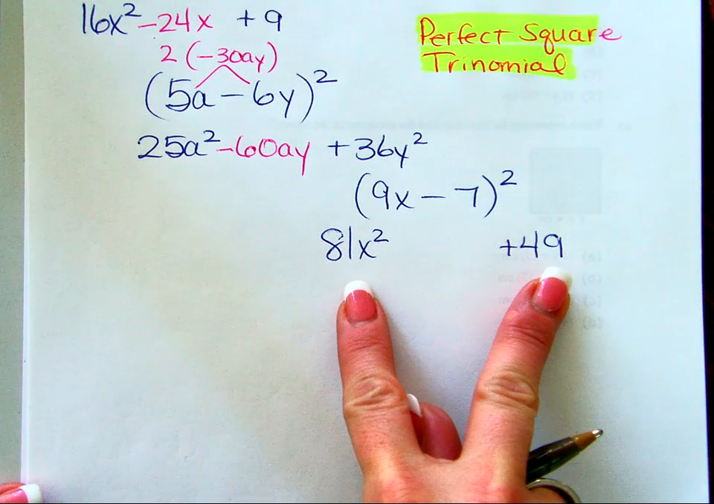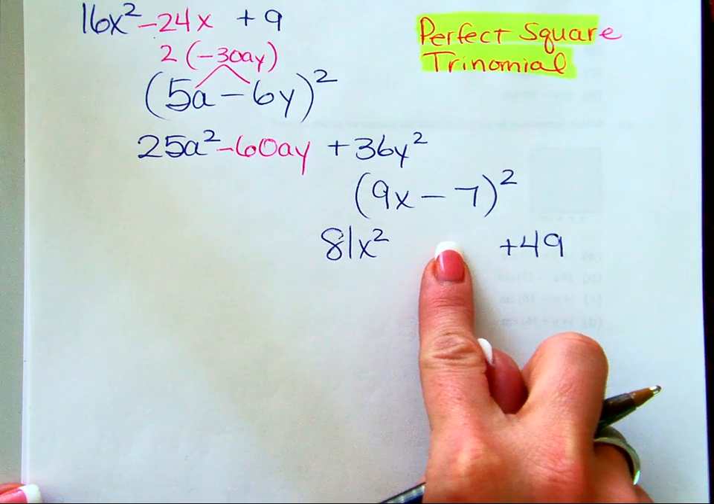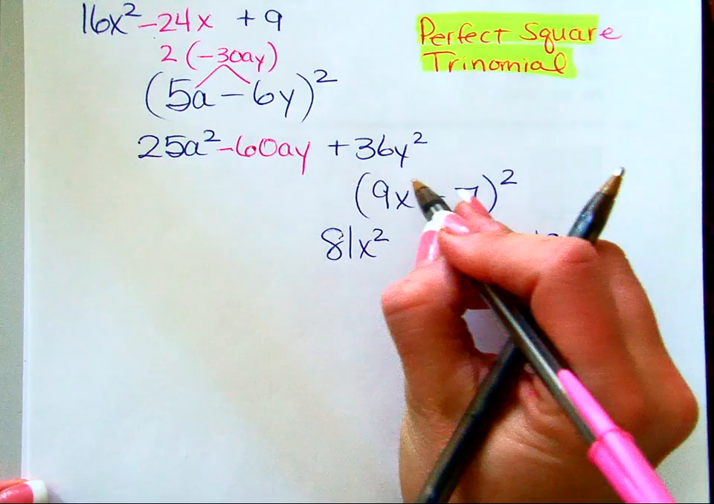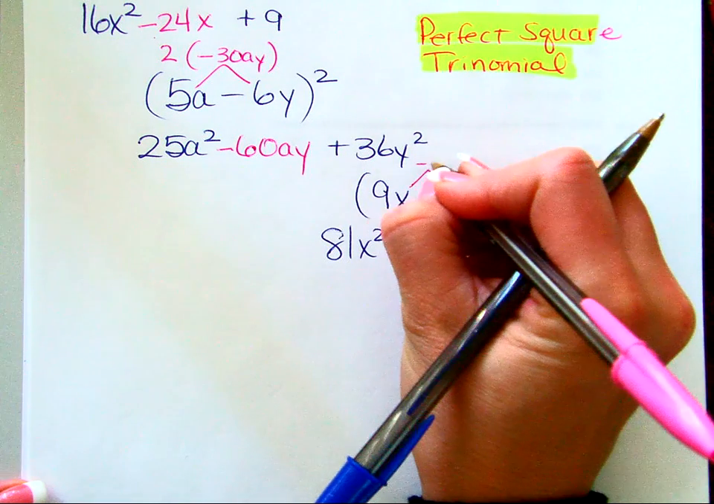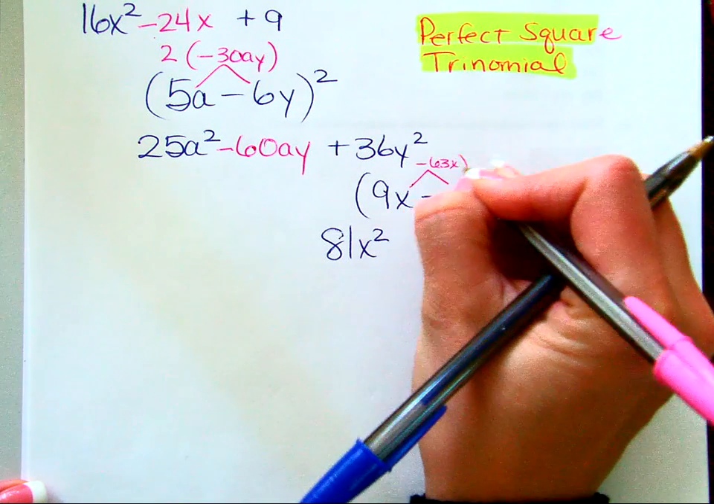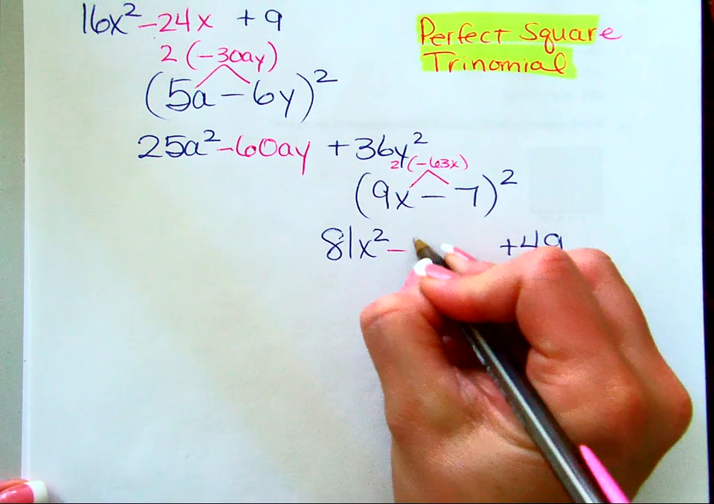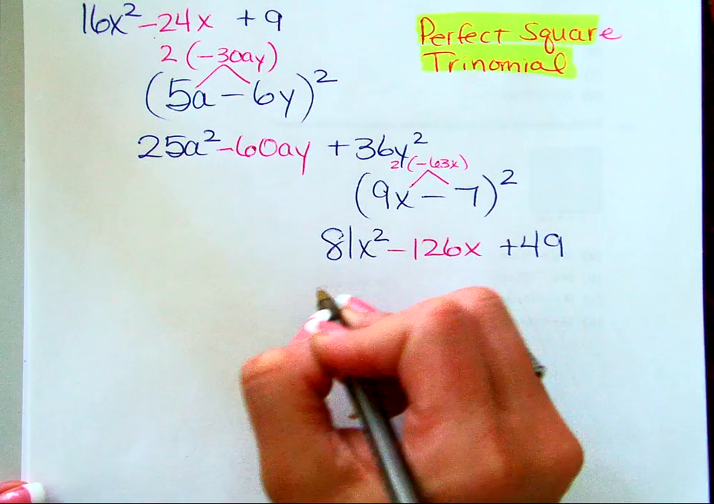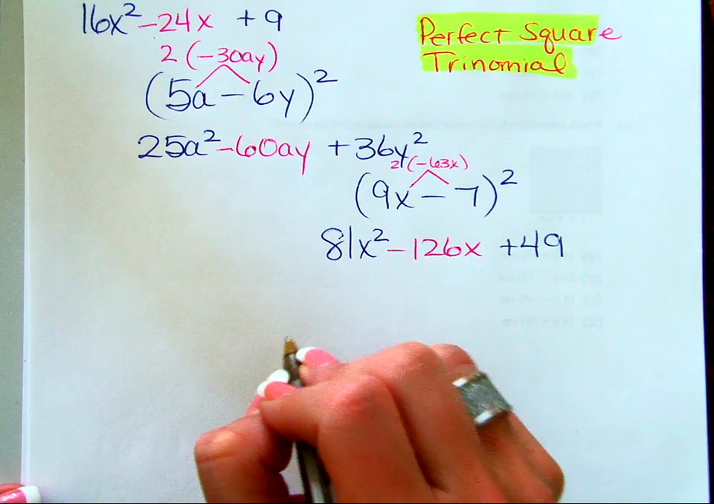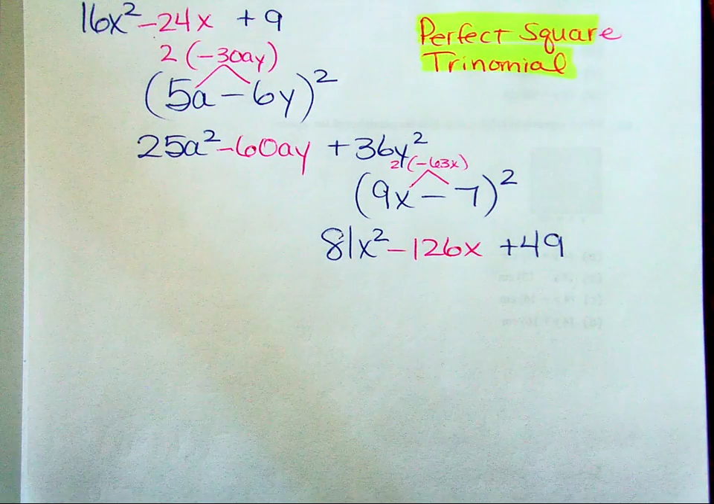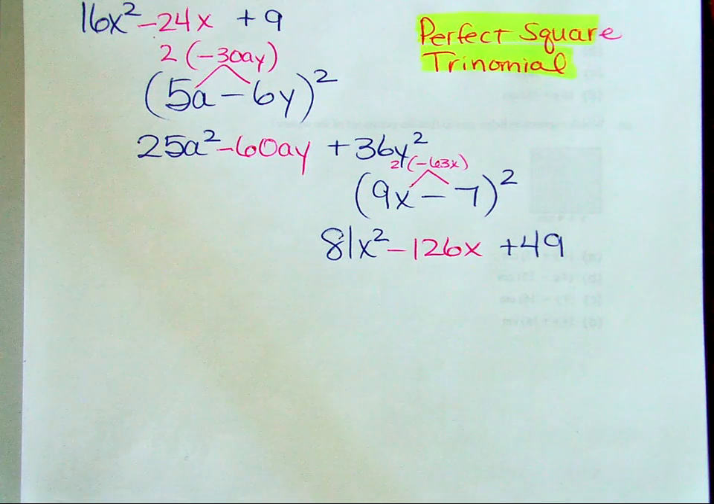So the good news is the process for the first and last is the same. And the other one they cancel, and the other one it doubles. So you're going to have 9x times a negative 7, which is a negative 63x. And if you have two of those, you have a negative 126x. Got it?